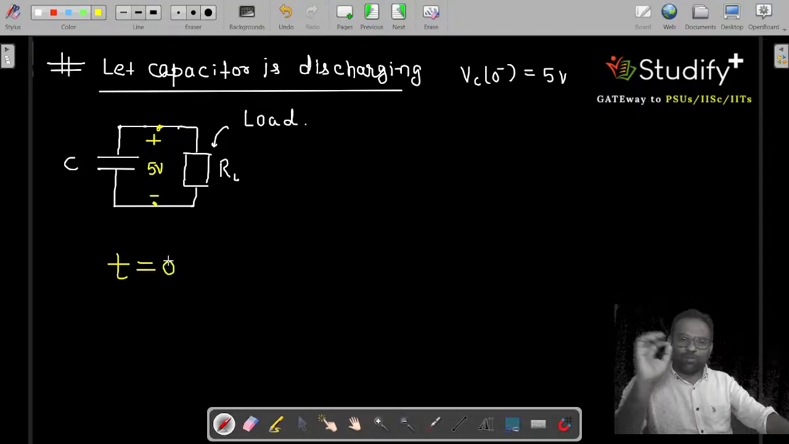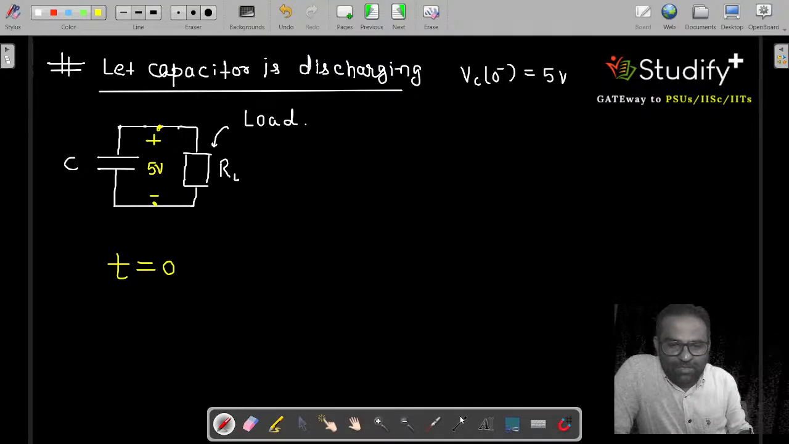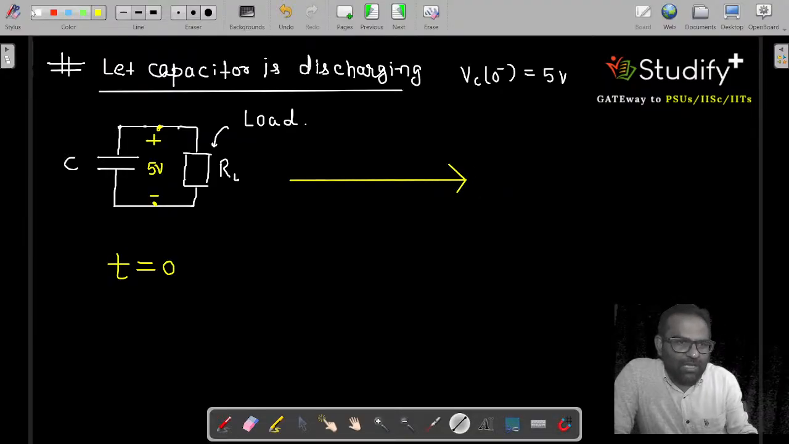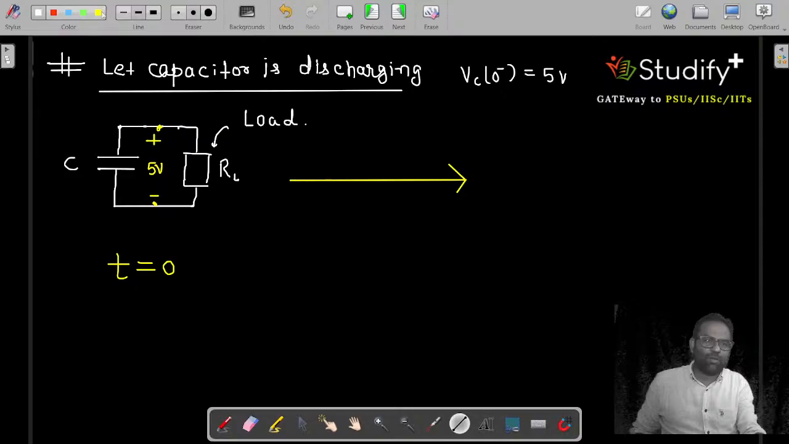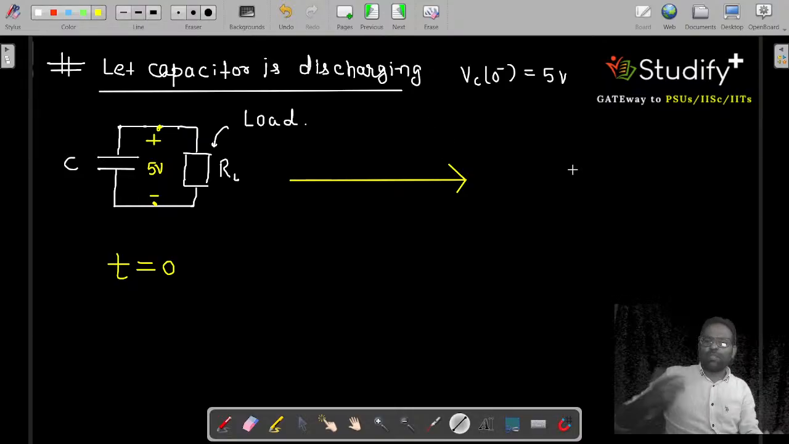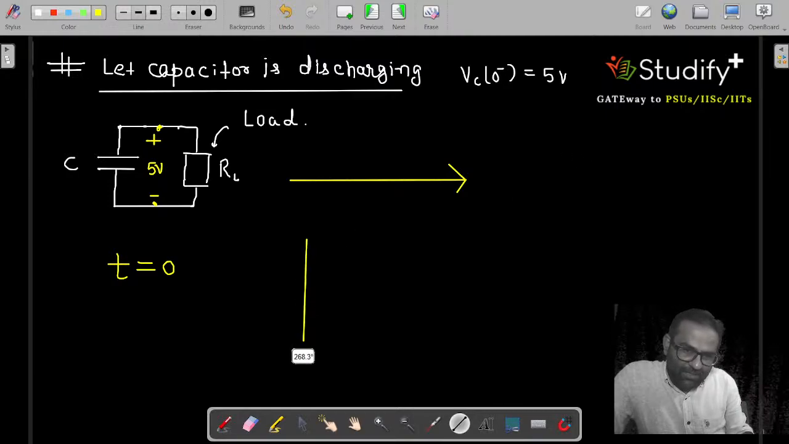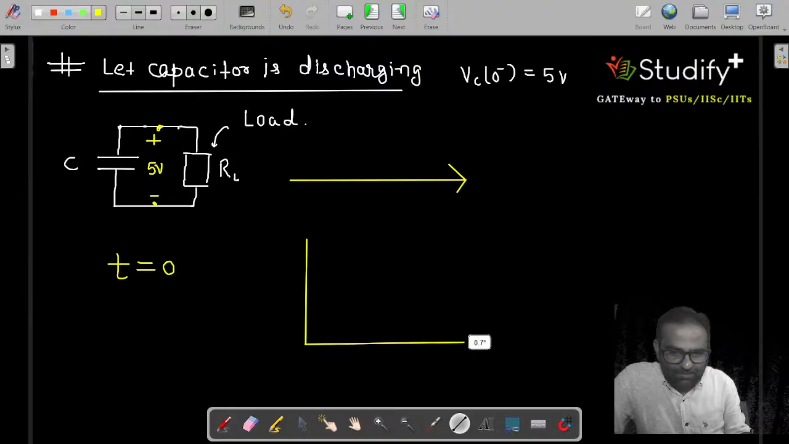Now what do we want to analyze? We want to analyze the behavior of this capacitor in the steady state. Let's say we start from t equal to 0 second, 1 second or 2 second, any point of reference is fine. Even if you start from t equal to 0, 1 or 2 seconds, t equal to infinity will always be the steady state. And in this duration your capacitor will discharge.